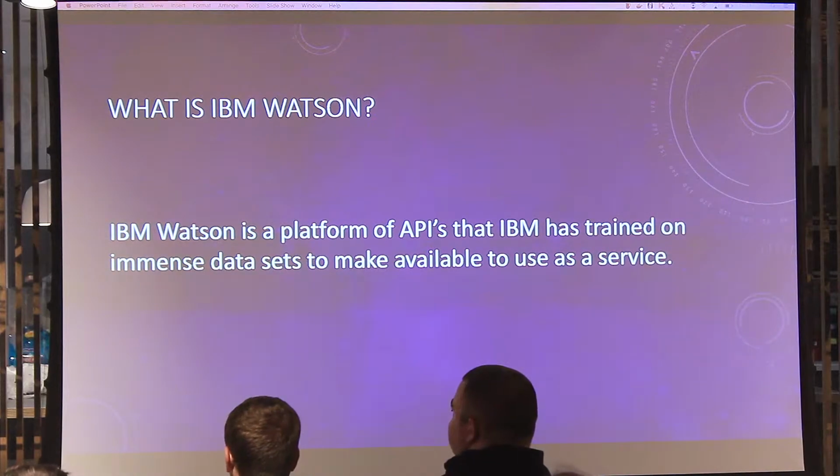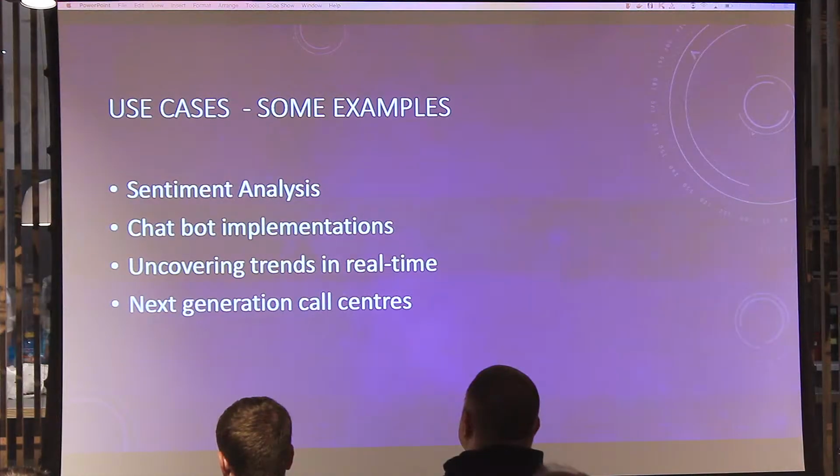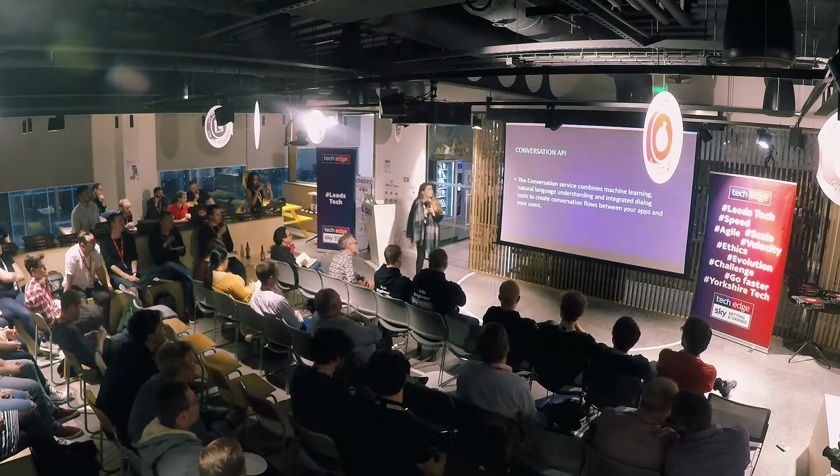So IBM Watson is a platform of APIs that IBM has trained on immense data sets to make available to use as a service, which basically means these guys have done some absolutely insane things and we can pretty much copy and paste them into our applications. So it's pretty awesome. Some use cases where this is used is sentiment analysis, chatbot, which we're going to look at today, and spotting things like trends, especially in Twitter and Facebook. That's very popular.